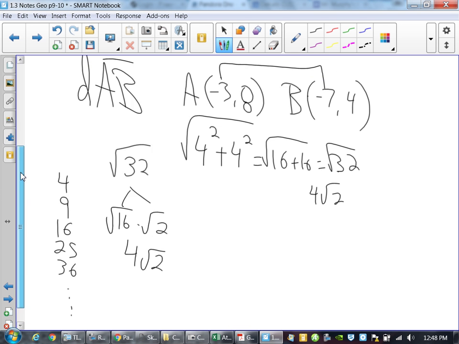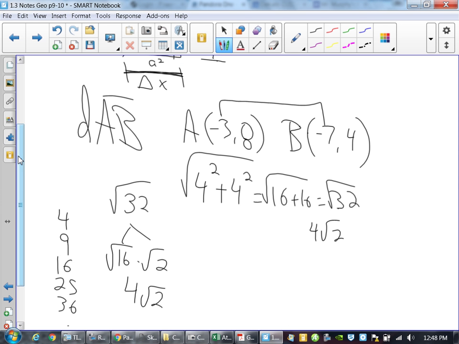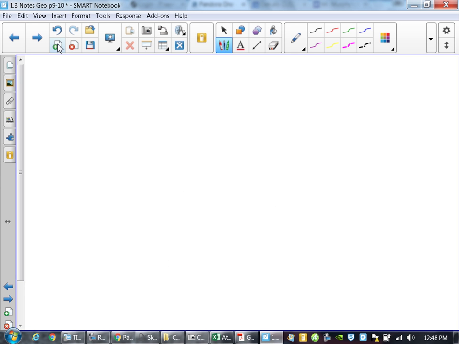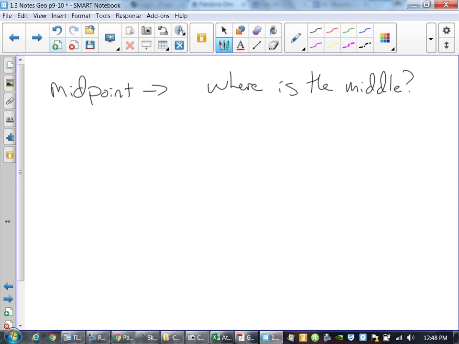So, excuse me, that would be distance. Now the difference between distance versus midpoint: what are you doing with midpoint? Find the middle, right. You're trying to find where the middle of it is. Midpoint is the one that you have to divide by 2.